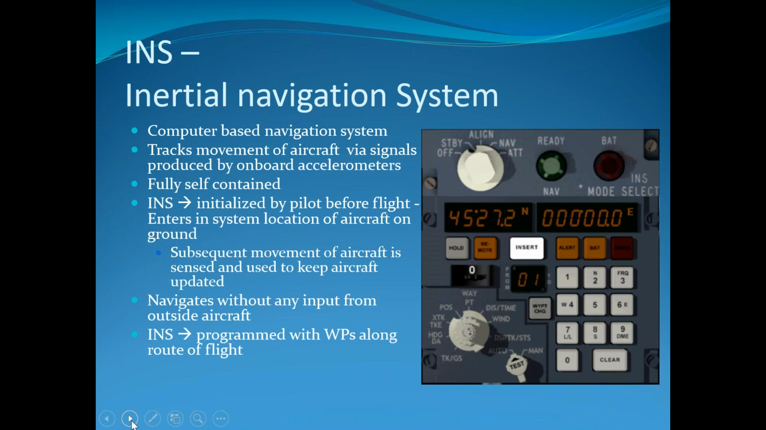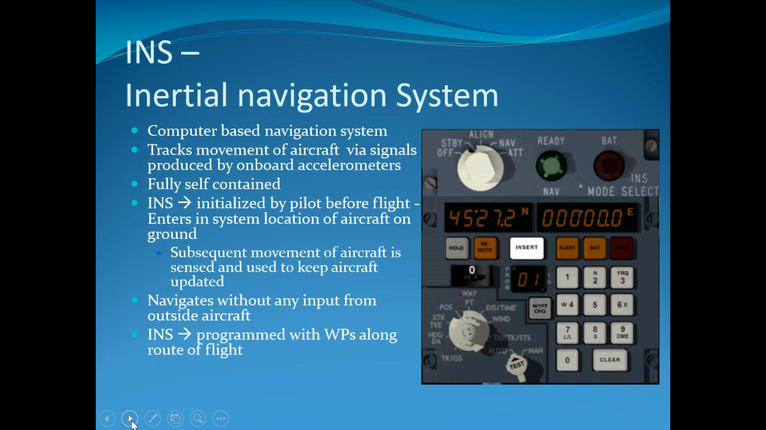So the inertial navigation system is a computer-based navigation system. It tracks movement of the aircraft via signals produced by onboard accelerometers. It's fully self-contained, initialized by the pilot before flight by entering the location of the aircraft on the ground. It navigates without any input from outside the aircraft, and it's programmed with waypoints along the route of the flight.